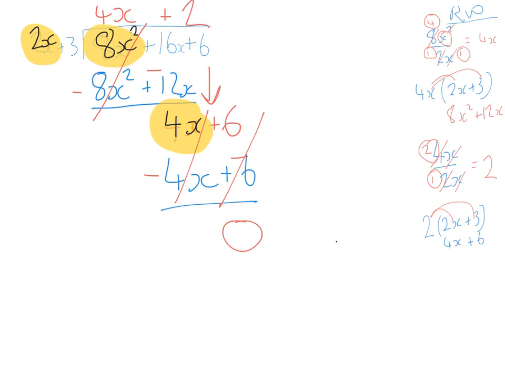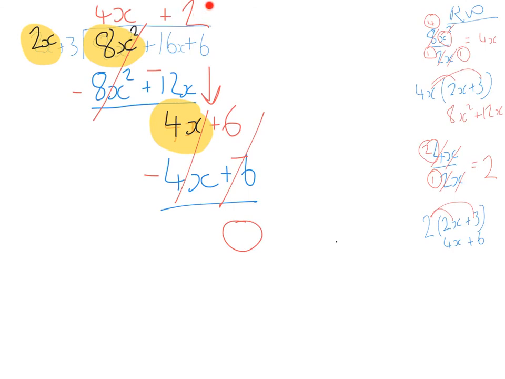Now I repeat the process. I take my highest power of x here and divide it by my highest power of x there. And I have it done over here. 4x divided by 2x is 2. I then take that 2 and I write it up here. That's my second part of my answer.